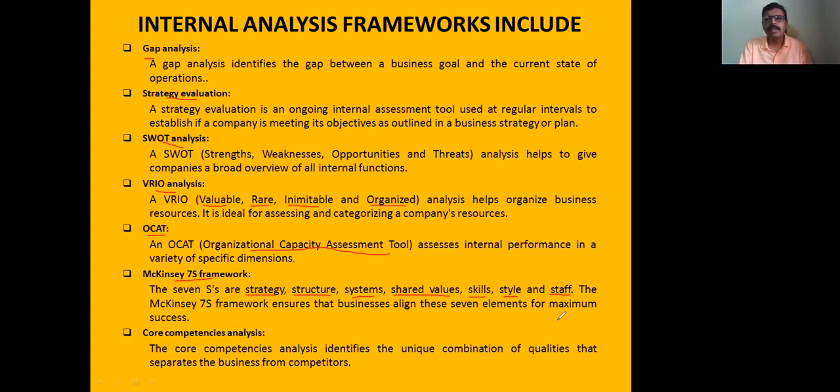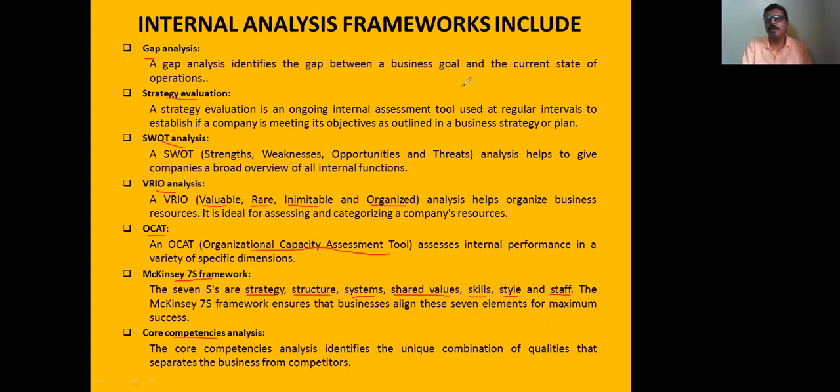Here, the McKinsey 7S framework is an internal analysis in the beginning. McKinsey uses all the components within the business so that they can prepare a strategy that can be executed in the external sphere also. The next one is core competency analysis. What do you mean by core competency? Core competency is a unique, inimitable strength of the company.